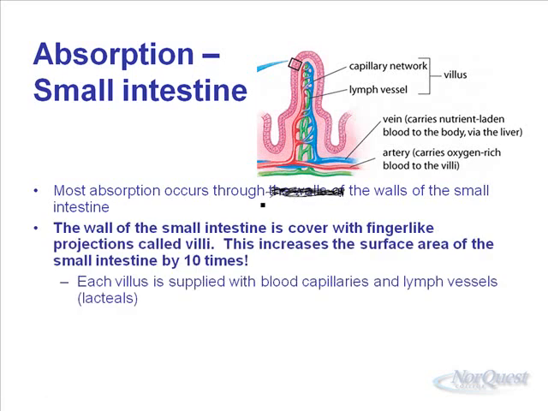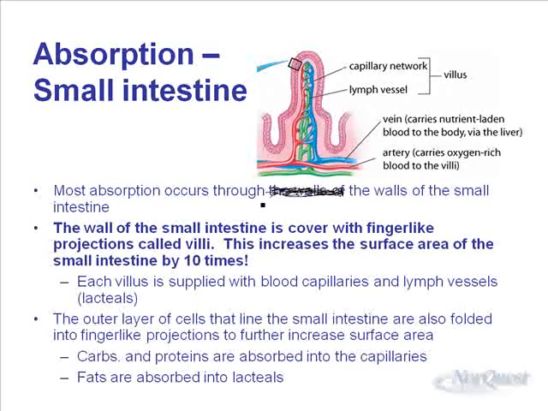These walls, they're covered with those finger-like projections called villi, increasing surface area by a factor of 10. Each villus is supplied with a blood capillary and a lymph vessel called a lacteal. The outer layer of cells are also folded into finger-like projections. Those are the microvilli we saw in the last lecture. Again, increasing surface area, and here is the purpose.